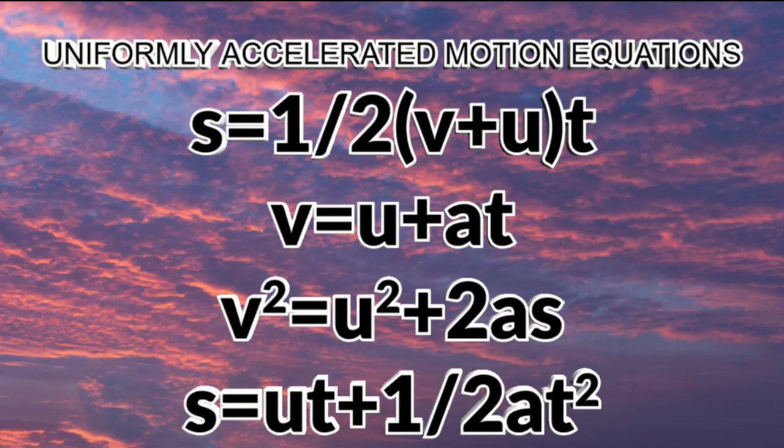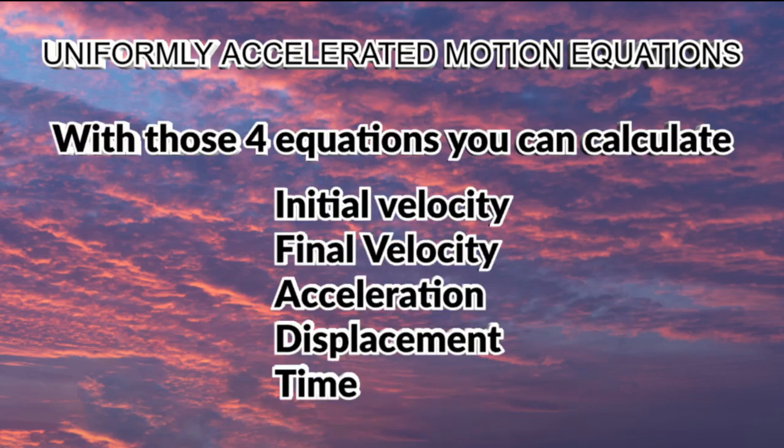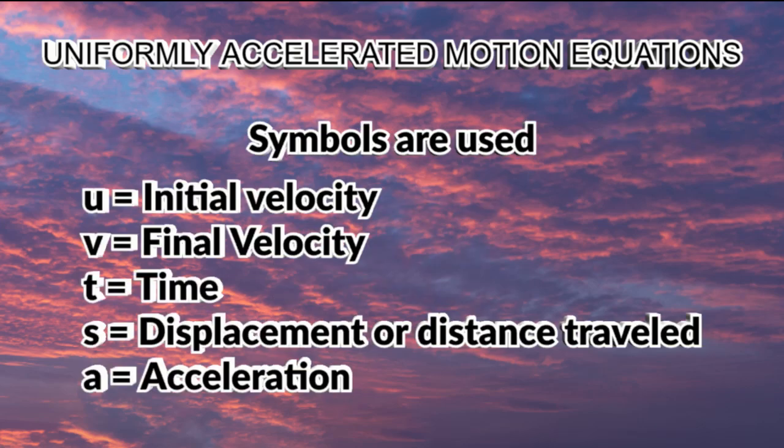There are a set of equations called the uniformly accelerated motion equations. These equations assume that there's a constant acceleration during the time traveled. With those four equations, you can calculate initial velocity, final velocity, acceleration, distance, and time, as long as you have three of the variables. Within the uniformly accelerated motion equations, the following symbols are used.